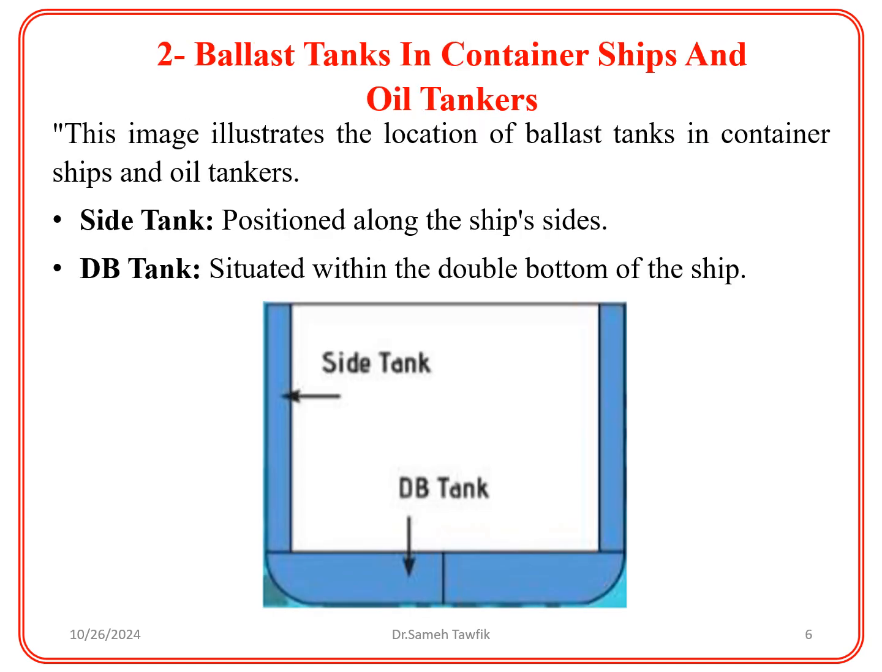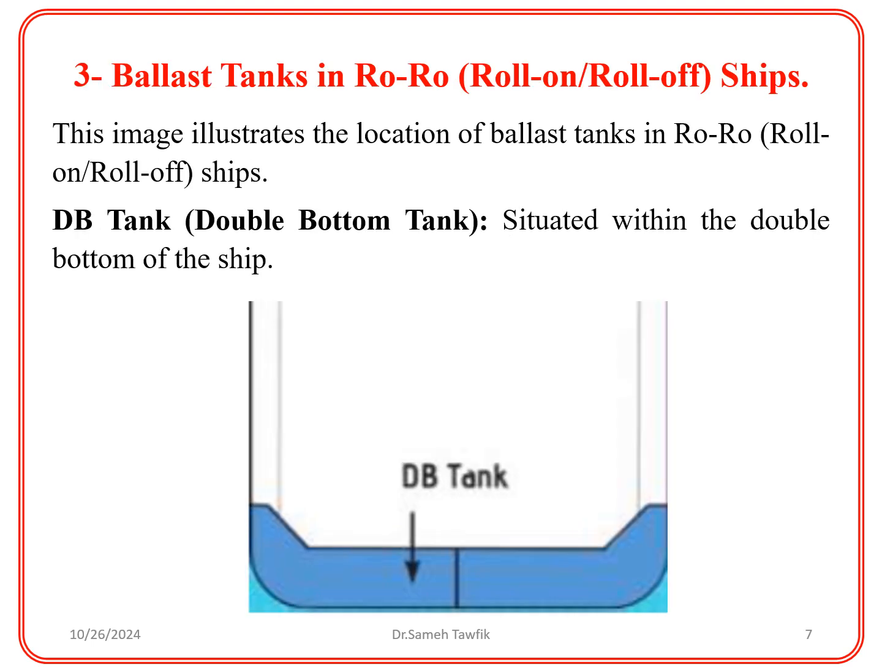2. Ballast tanks in container ships and oil tankers. This image illustrates the location of ballast tanks in container ships and oil tankers. Side tank, positioned along the ship's sides. DB tank, situated within the double bottom of the ship. 3. Ballast tanks in roll-on, roll-off ships. This image illustrates the location of ballast tanks in roll-on, roll-off ships. DB tank, double bottom tank, situated within the double bottom of the ship.